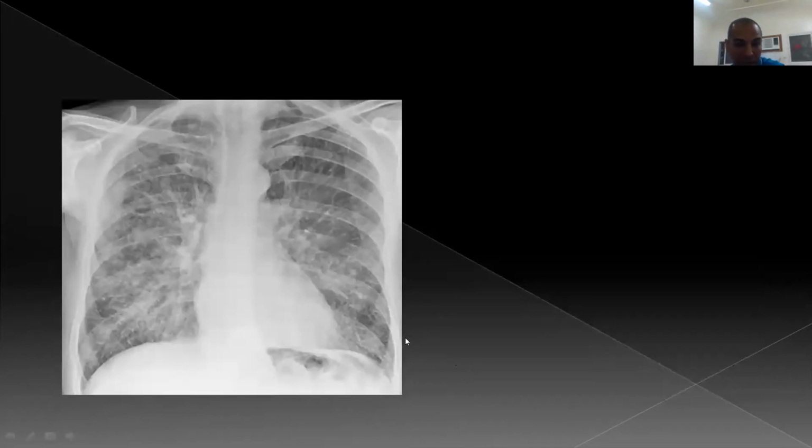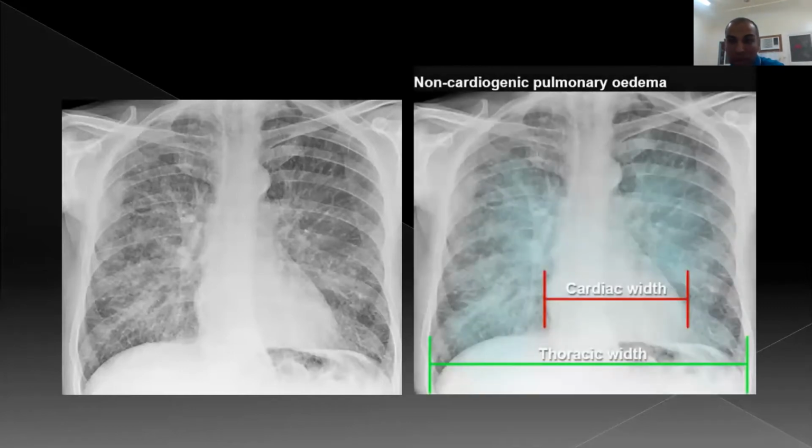Here, we have Kerley's B lines. Yes, you are right, we have some veiling of the lung fields. We have Kerley's B lines, but I need you to compare this one with what we discussed before. We don't have any blunting of the costophrenic angles. And the more important point, this cardiac shadow has a normal cardiothoracic ratio. We don't have any enlargement of the cardiac shadow. What does it mean? We have pulmonary edema but a normal cardiac shadow, what we call non-cardiogenic pulmonary edema.